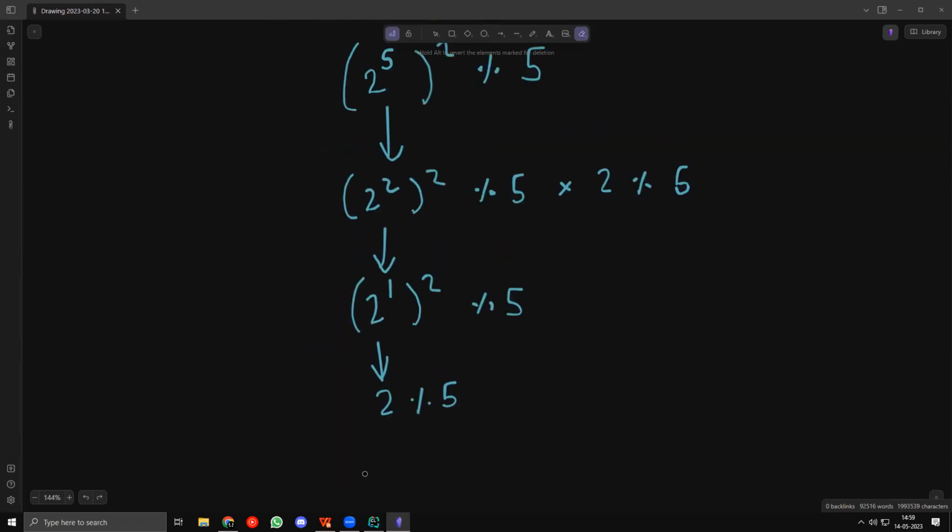Okay. Now, anyway, let's finish this. So we went from 2 to the power of 1 to 2 to the power of 0 squared.